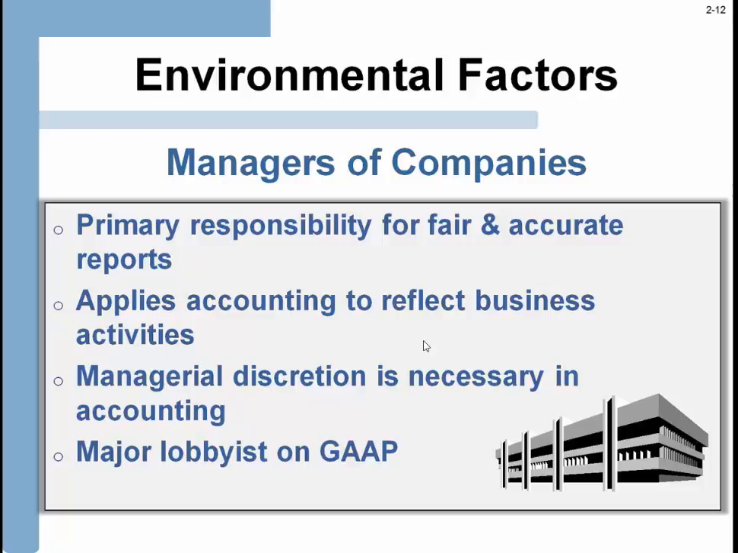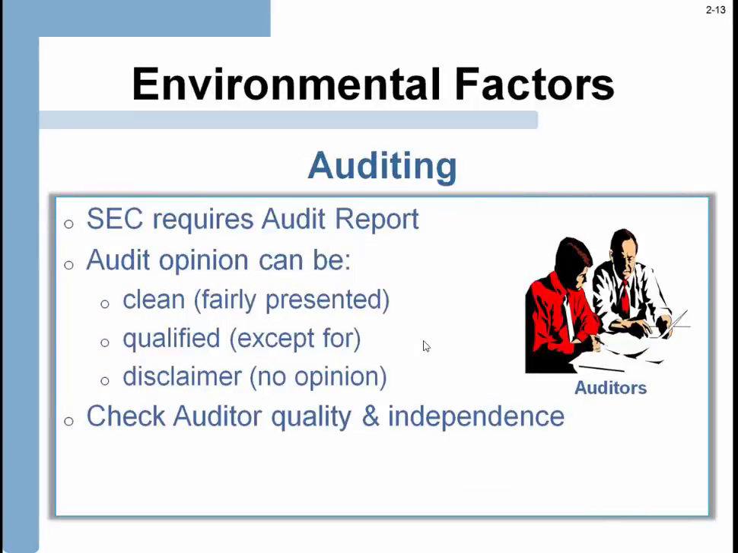And the other environmental factor, managers of companies, have an impact on the financial statements of a business. Their responsibility is to make certain that everything is reported fair and accurate. Remember, they're doing stuff at the detail level, and it rolls up into the summary level in the financial statements. They apply the accounting to reflect the business activities. Each business might be a little bit different, but they definitely have an impact on how to apply generally accepted accounting principles within their business. And they have management discretion about how they apply those particular principles within their business.